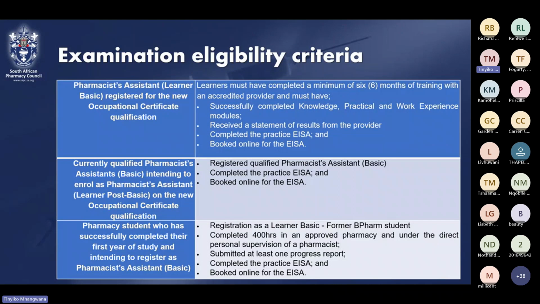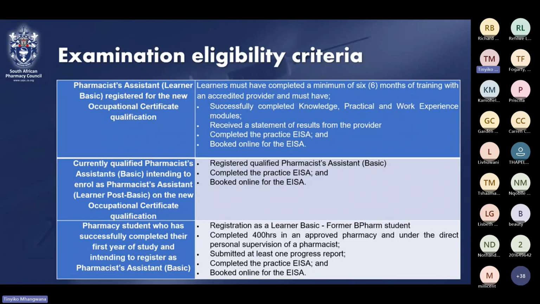So those people are, I believe, amongst us. The second category is the basic pharmacist assistant, currently qualified basics, those who are intending to do the new learner post-basic, the new current occupational qualification. It is different from the one they did when they did the basic, which was the former one. So yes, if you are doing your basic pharmacist assistant, you can write this exam.